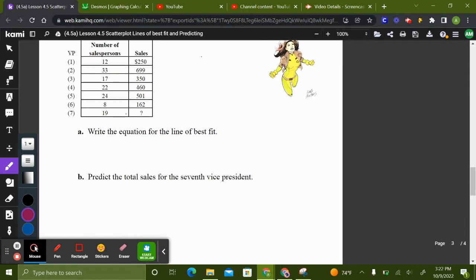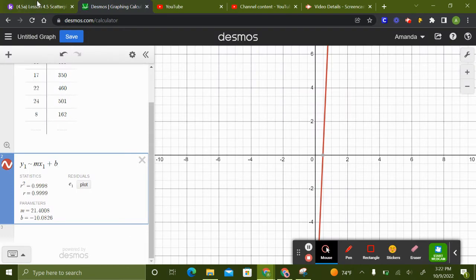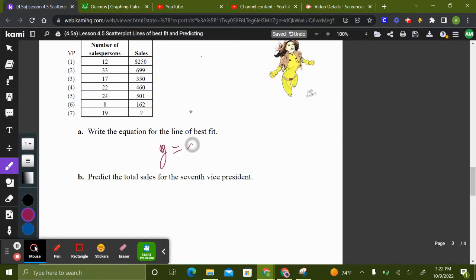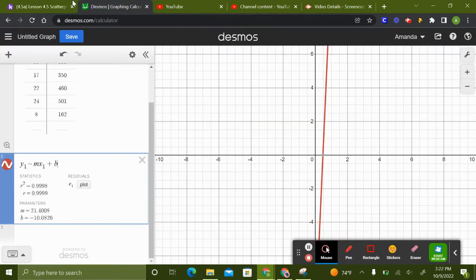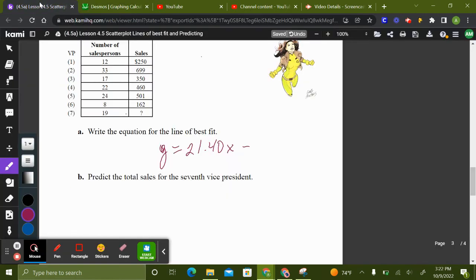So we can write the equation y equals 21.40x minus 10.08. This would be the equation for the line of best fit.